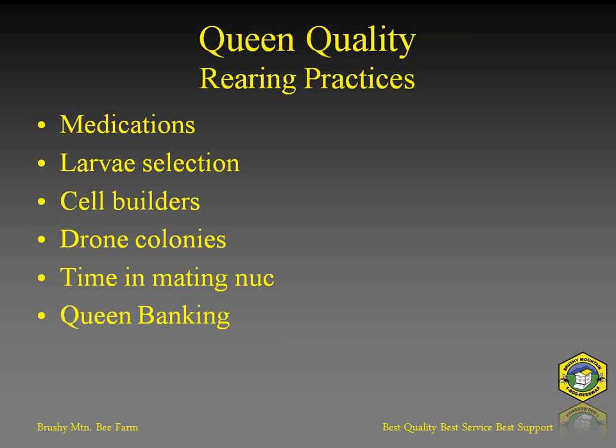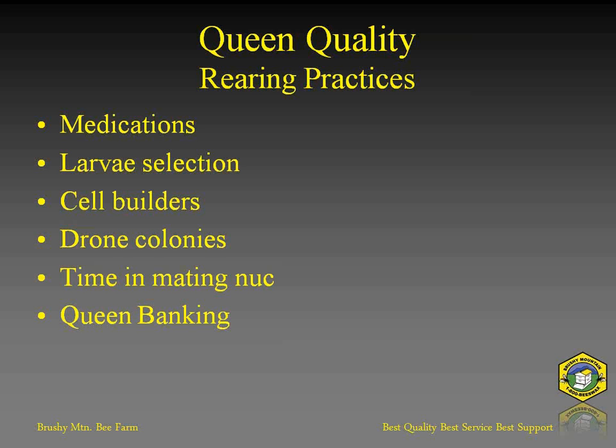The time in the nuke. A lot of places now, of course, trying to meet demand, meet production, have turned into sort of queen factories where they graft, they build the cell, she mates, she's in the nuke, and she's caged and sent off to a customer. How long does that queen spend in the mating nuke to prove to that breeder that in fact it was a good quality mating, that she is productive? If she's only in there for a few days, what kind of assessment can they have of her brood pattern? Not a very good one.